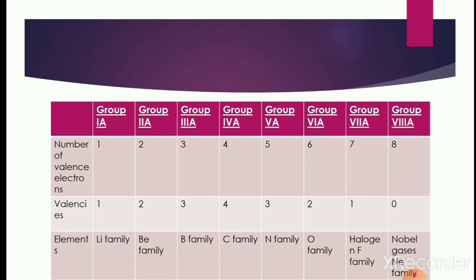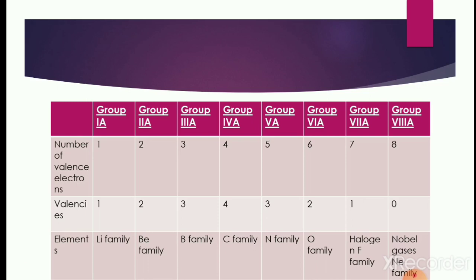For group 1, the number of valence electrons will be 1. For group 2, the number of valence electrons will be 2. For group 3, the number of valence electrons will be 3. For group 4, the number of valence electrons will be 4. For group 5, the number of valence electrons will be 5. For group 6, the number of valence electrons will be 6. For group 7, the number of valence electrons will be 7. For group 8, the number of valence electrons will be 8.